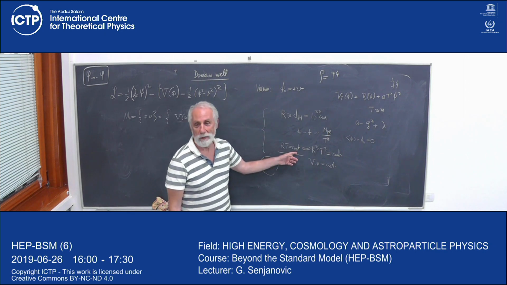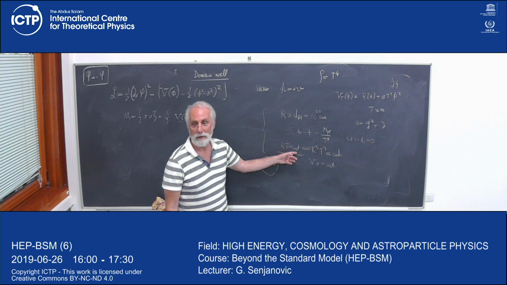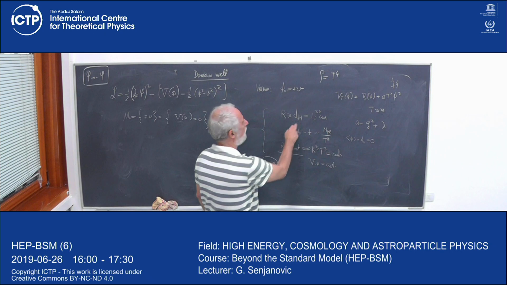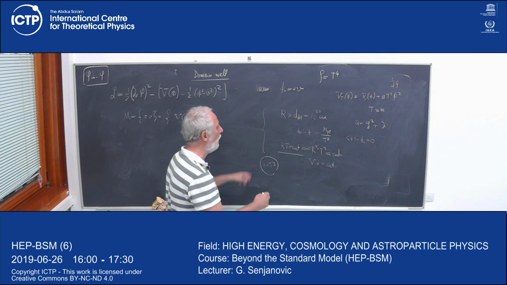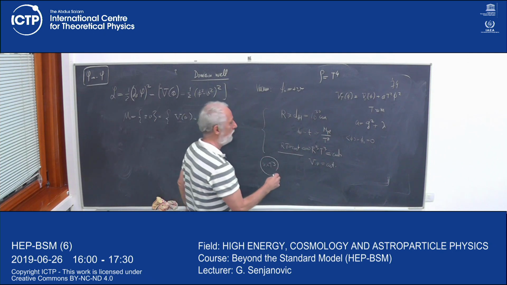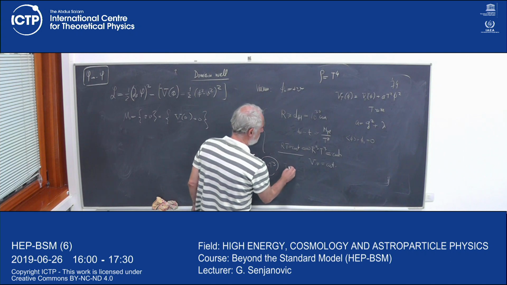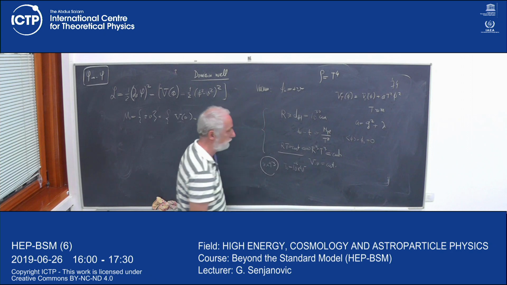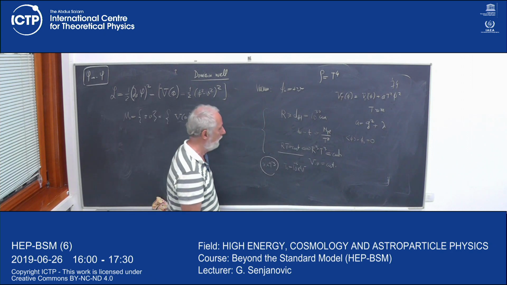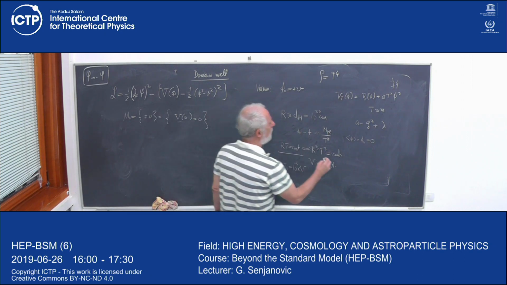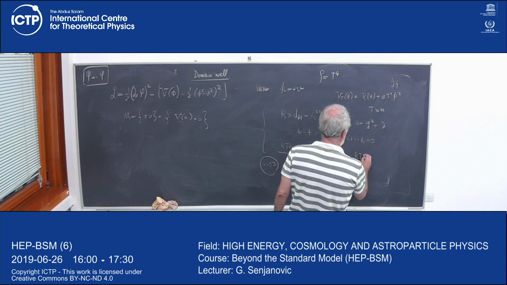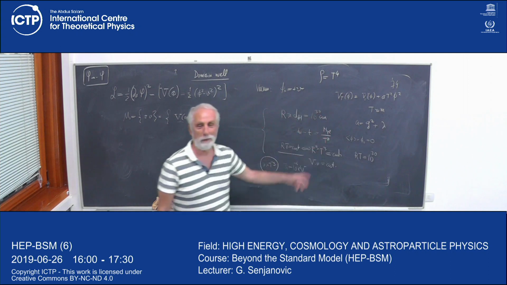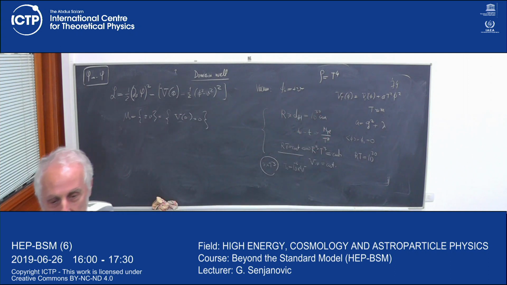Now it turns out that this number is large. How large? Well, it's from here. Today this is equal, so I can compute immediately if I know the temperature today. So what is the temperature today? About 10 to the minus 4 electron volt. So I can compute R times T, and R times T is about 10 to the 30.